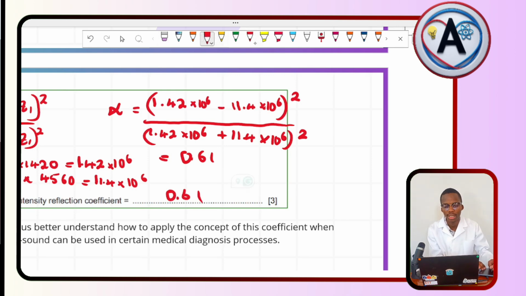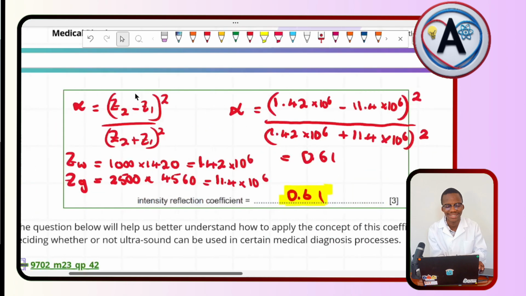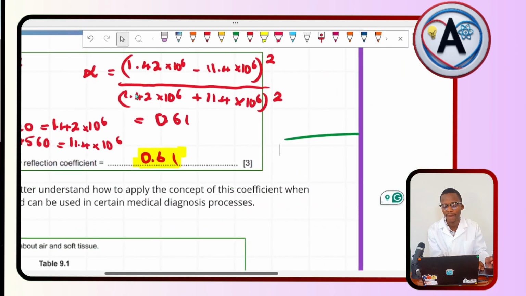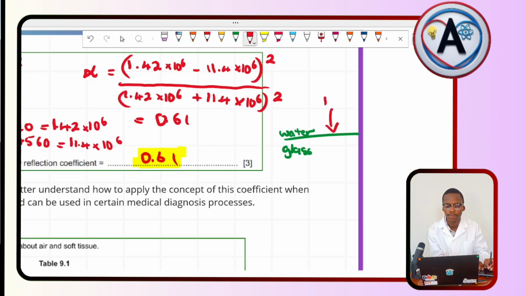And what does this number mean? What does this number tell me? Okay, what does 0.61 tell me? What mediums am I comparing here? Water and glass, okay. If this is glass, and if this is water, and I have an incident wave like this, let's just say this is the intensity of the incident wave I, then 0.61 of I is going to get reflected.